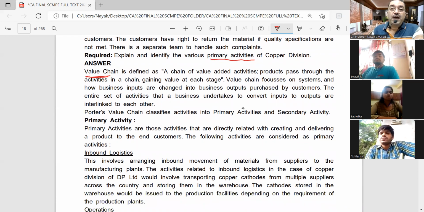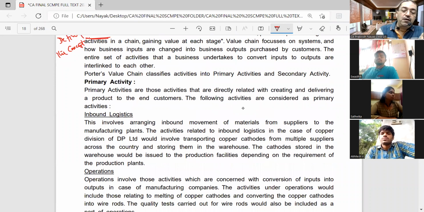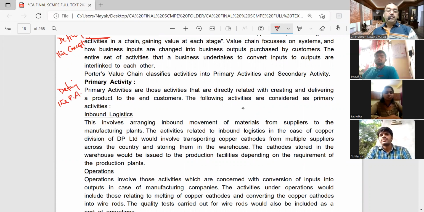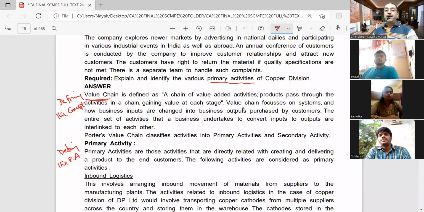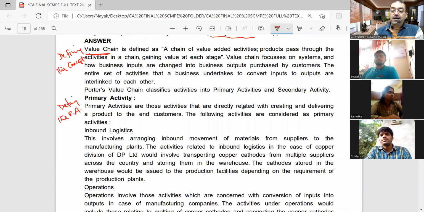Then they have asked you for primary activities. So define what is primary activity. So here you are defining the concept. What is the concept? Value chain. Here you are defining the activity, the primary activity. Because if asked what is primary activity, what are the activities involved in various primary activities, first explain what is primary activity. They are those activities that are directly related with creating and delivering the goods.